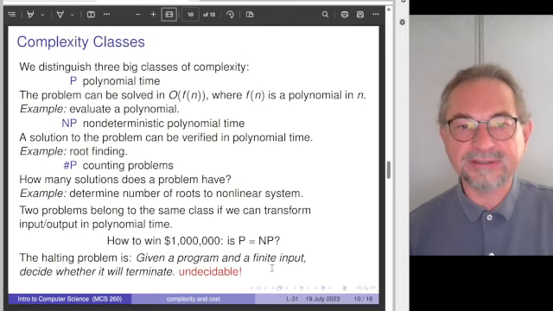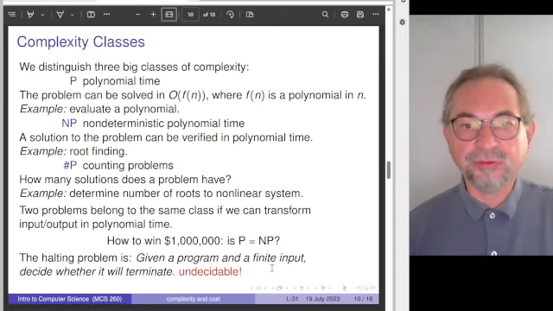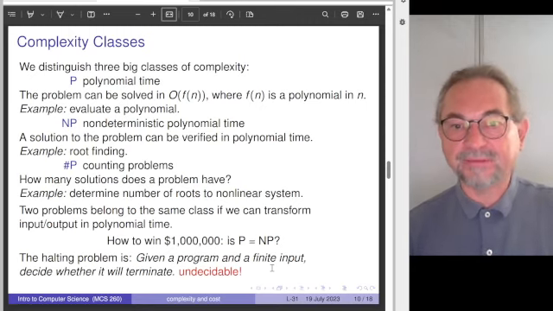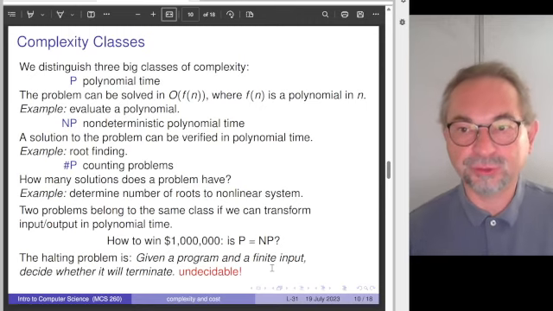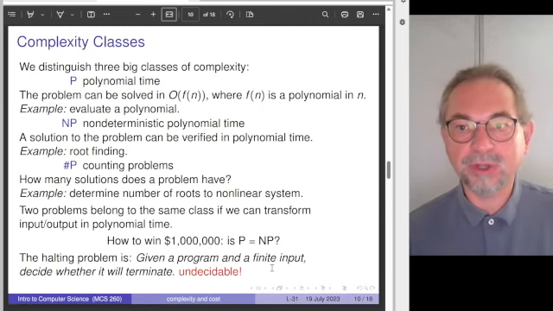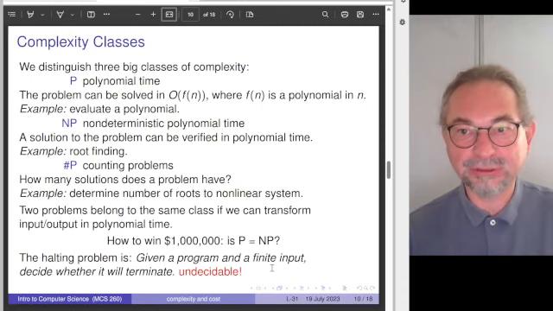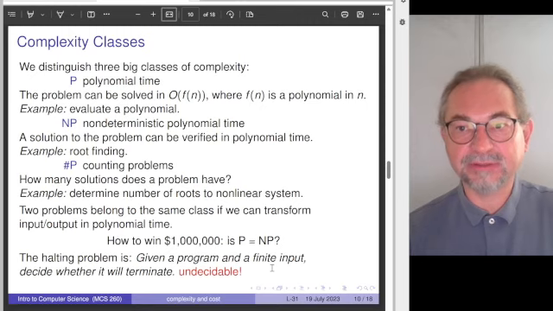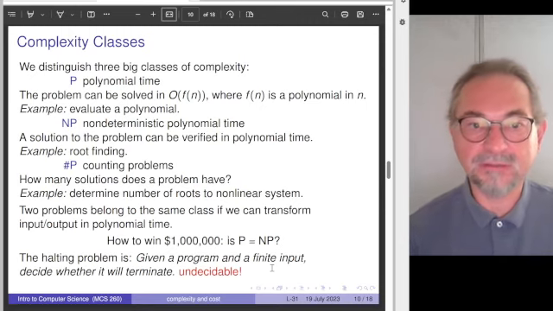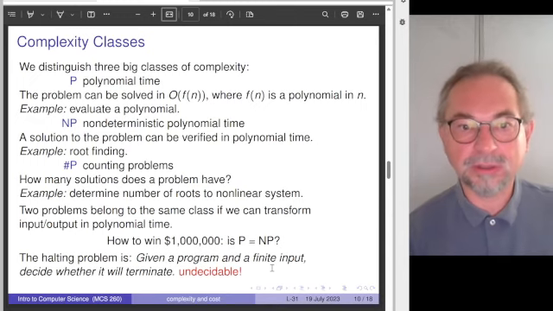Then there is the class that's kind of in between, non-deterministic polynomial time, NP. It means that you can verify a solution to the problem in polynomial time. Root finding is one of them. So you can guess a root and evaluate it at a polynomial. So the verification goes in polynomial time. The root finding itself may not be polynomial.